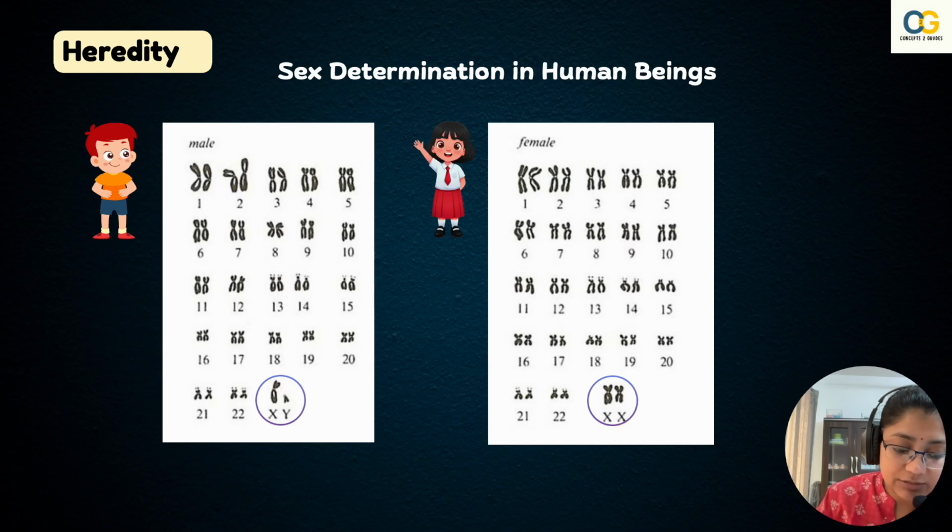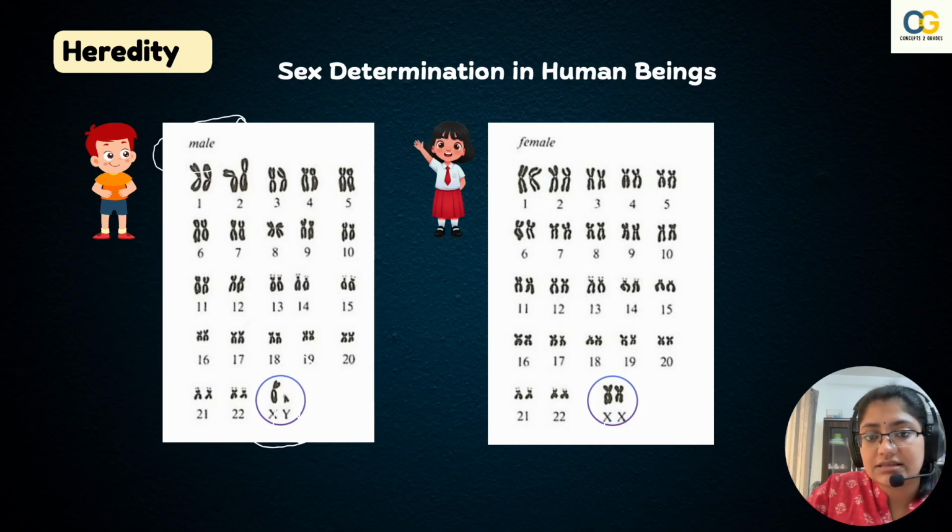But in human beings, the male has an XY chromosome. It is different from each other, right? The first and the next one are not the same as each other. And in the female, it is XX. The 2 chromosomes are X and X.